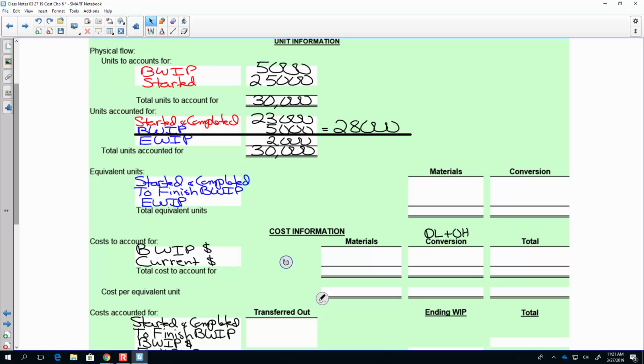So we haven't done a full FIFO one yet, so this is going to be all new for everyone. Any questions? Everybody see the difference in headings? Started and completed? And beginning versus just completed? Under the weighted average, let's add our percentages. Started and completed, we finished them, right? So they're 100%.